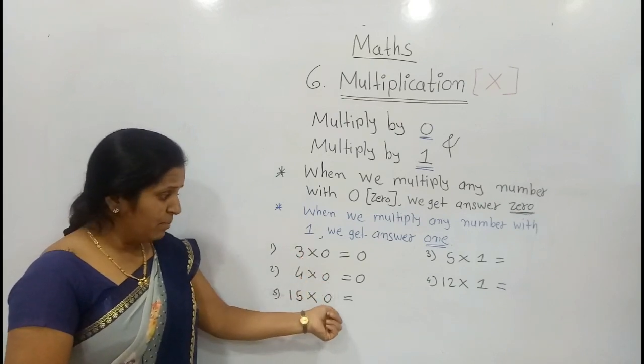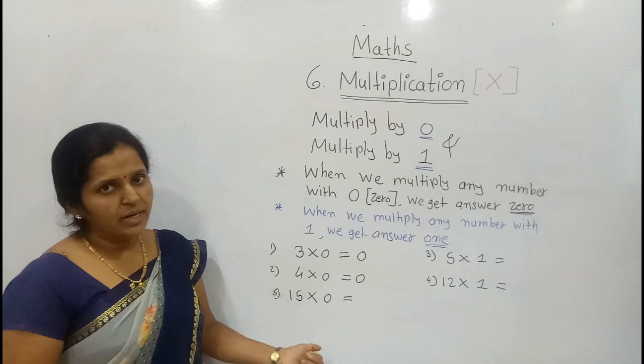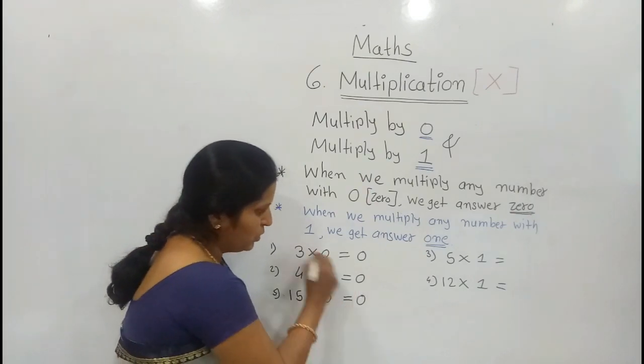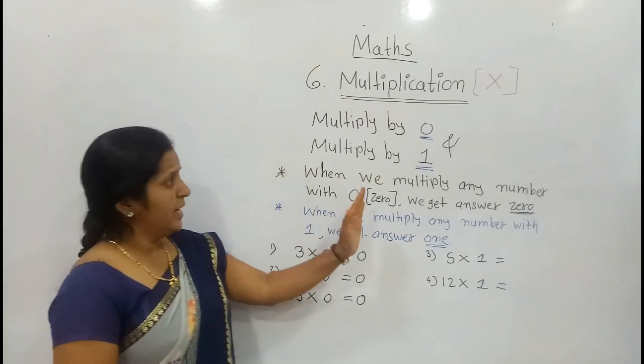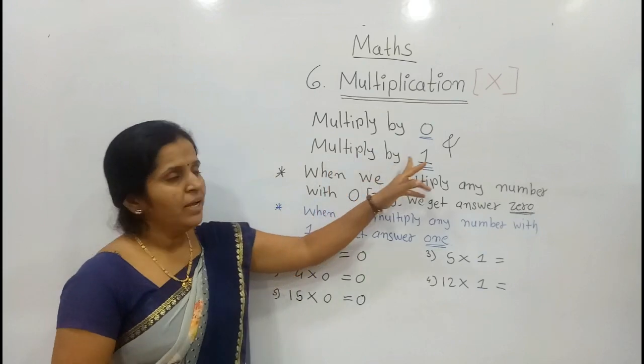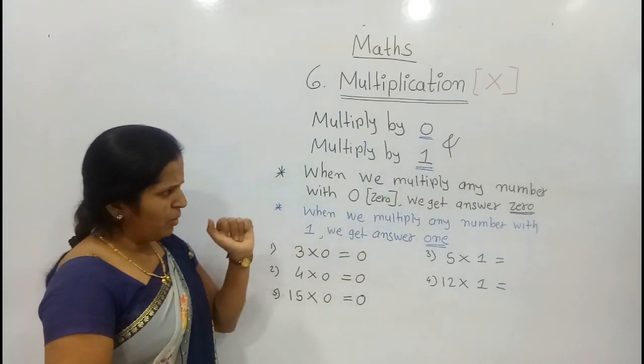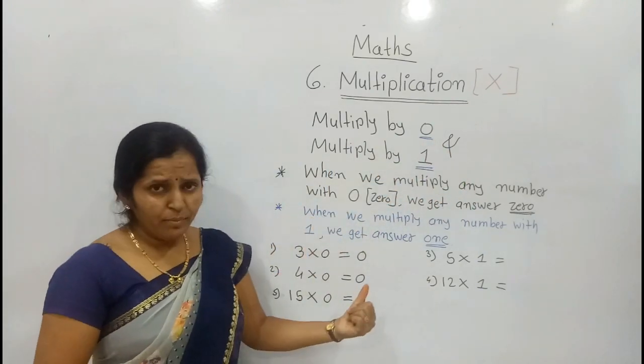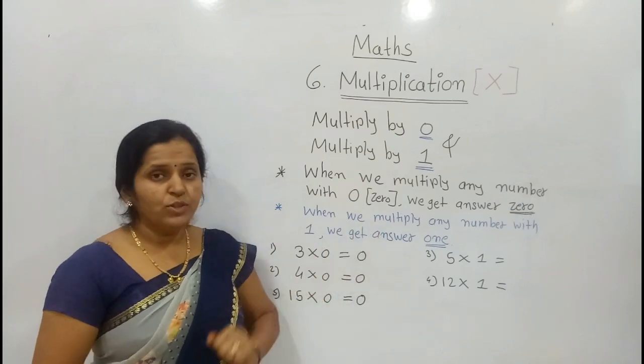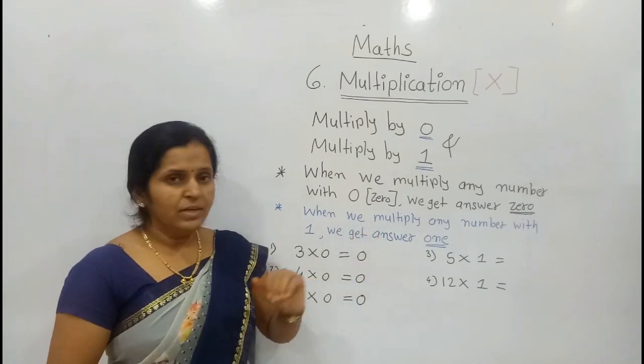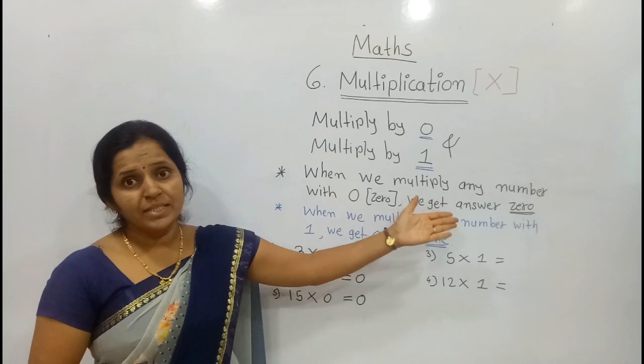But the multiply by 0. That's why its answer is also 0. This is the first property. Now the second. This is the multiply by 1. What is this property? When we multiply any number with 1, we get the number itself as the answer.